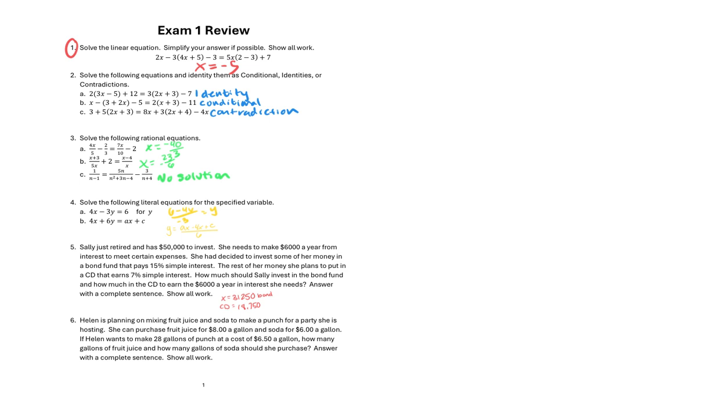Okay, so we really have two equations here. So if we label the amount of gallons that we need of fruit juice, let's say F. So F equals gallons of fruit juice. And we can say S is equal to gallons of soda, right? So then we can say that she wants 28 gallons total. So the equation would be F plus S equals 28, right?